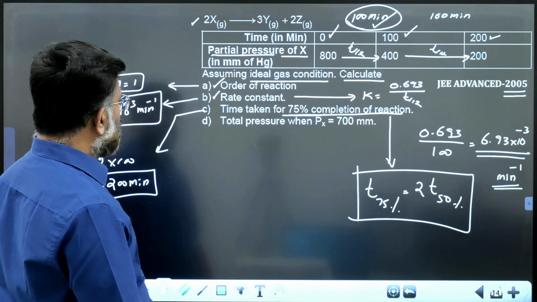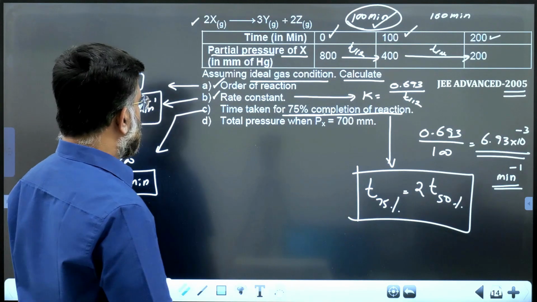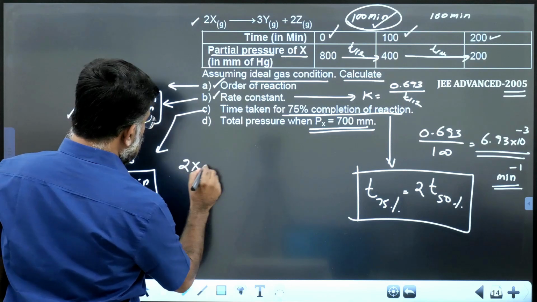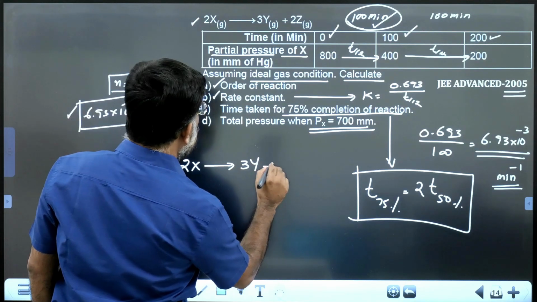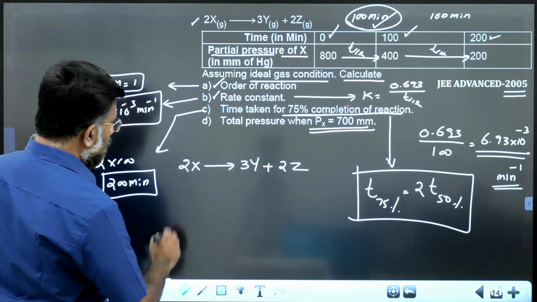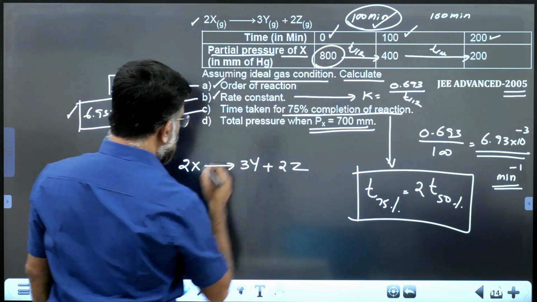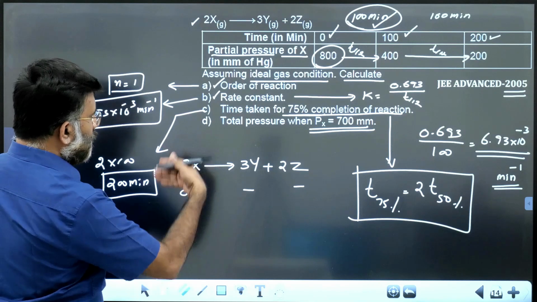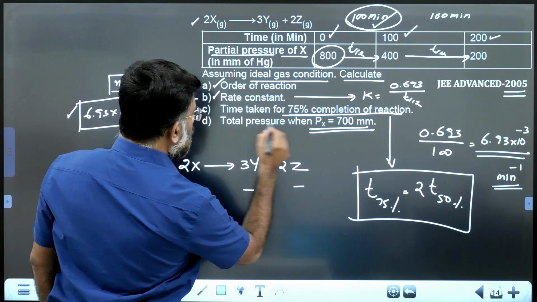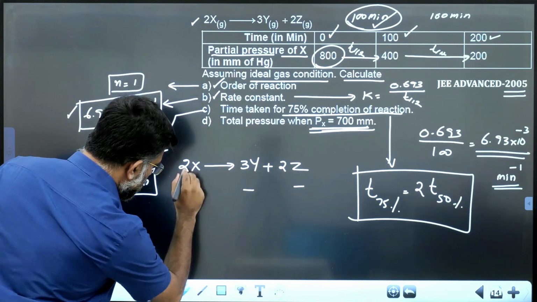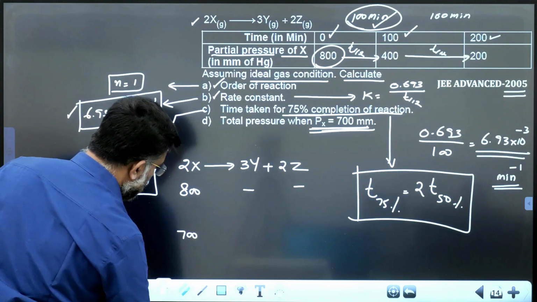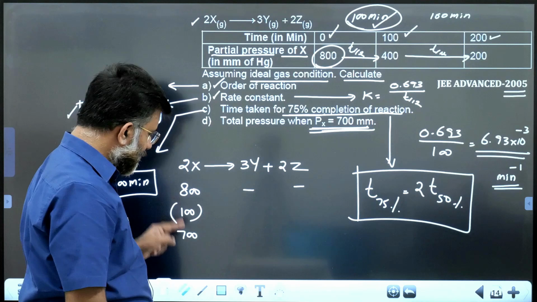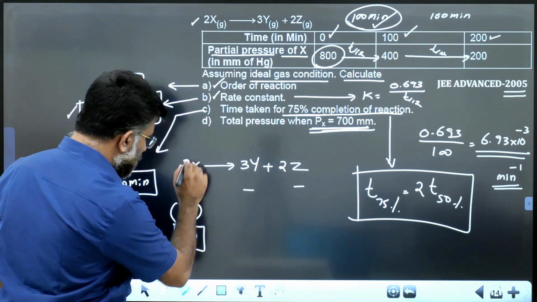Now the last one, total pressure when Px equals 700 mm. You have the stoichiometry 2X giving 3Y plus 2Z. You are starting with 800 for X, and here it is nil. Now after some time, total pressure when Px is 700. The quantity of X remaining is 700. That means 100 reacted. 800 taken, 100 reacted, 700 remaining. So the pressure for X is 700.